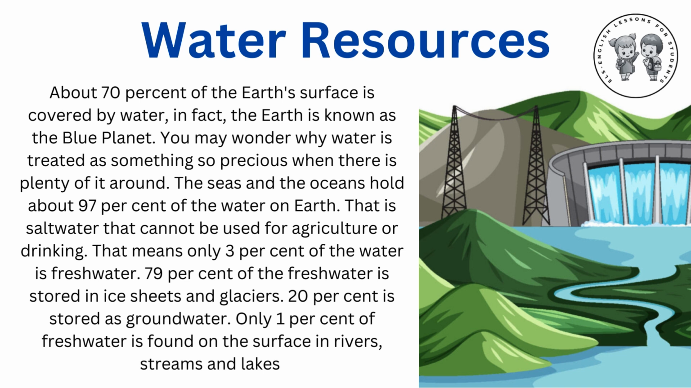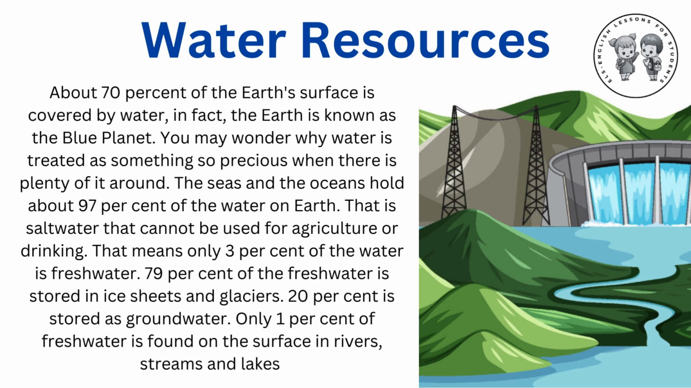You may wonder why water is treated as something so precious when there is plenty of it around. The seas and the oceans hold about 97% of the water on Earth. That is salt water that cannot be used for agriculture or drinking. That means only 3% of the water is freshwater.